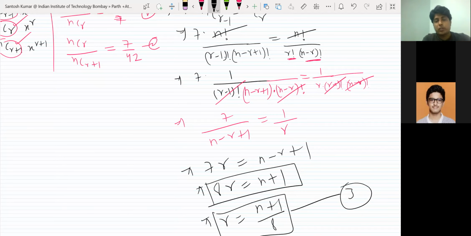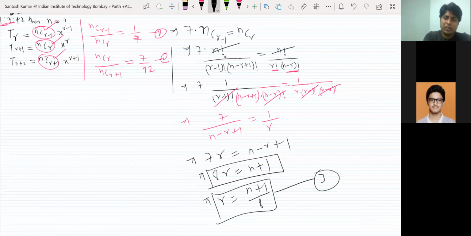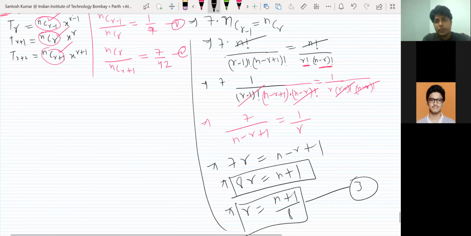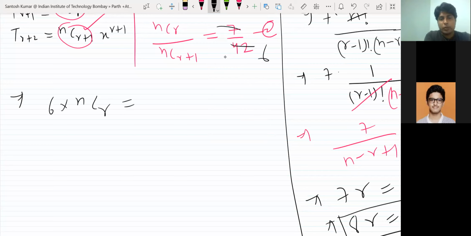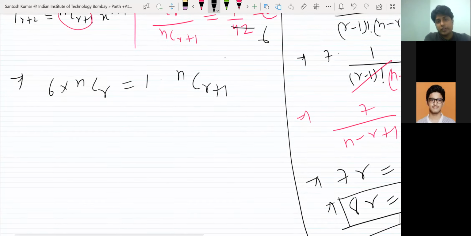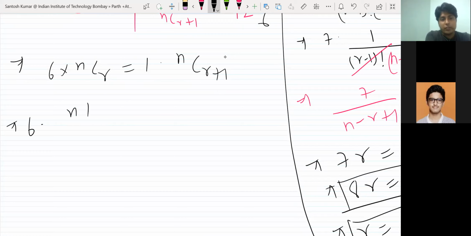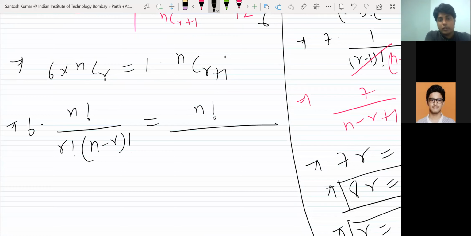Now let's go back to equation 2. In a similar manner, we can simplify equation 2. So this is equation 2. So let me simplify and cross multiply. First you can cancel the 6 times. So 6 times nCr is equal to 1 time nCr plus 1. Now you simplify this. So it will be 6 times n factorial over r factorial n minus r factorial. Okay, and this is n factorial over r plus 1 factorial n minus r minus 1 factorial.